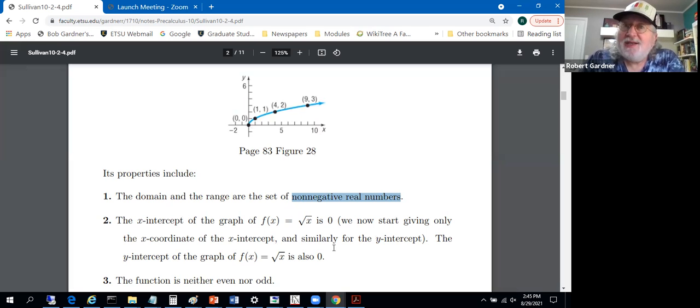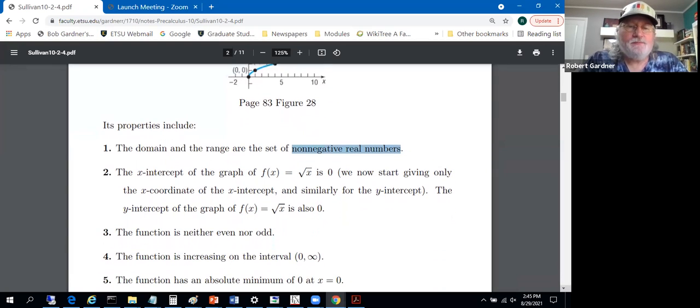But in this section, at least, we'll express x-intercepts as x values and y-intercepts as y values, as the claim here is made. The y-intercept is also 0, y equals 0, because that's the only place it touches either of the axes. All the action other than that single point on the axes occurs in quadrant 1, where both x and y are positive, with the exception of the origin.